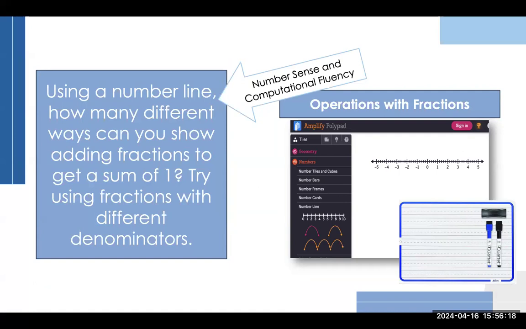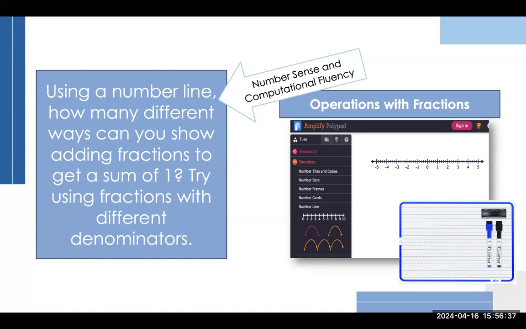Try using fractions with different denominators. And you can see that on the number line, there are both positive and negative numbers, and so students are working with rational numbers. You can obviously change this to meet your grade group expectations.